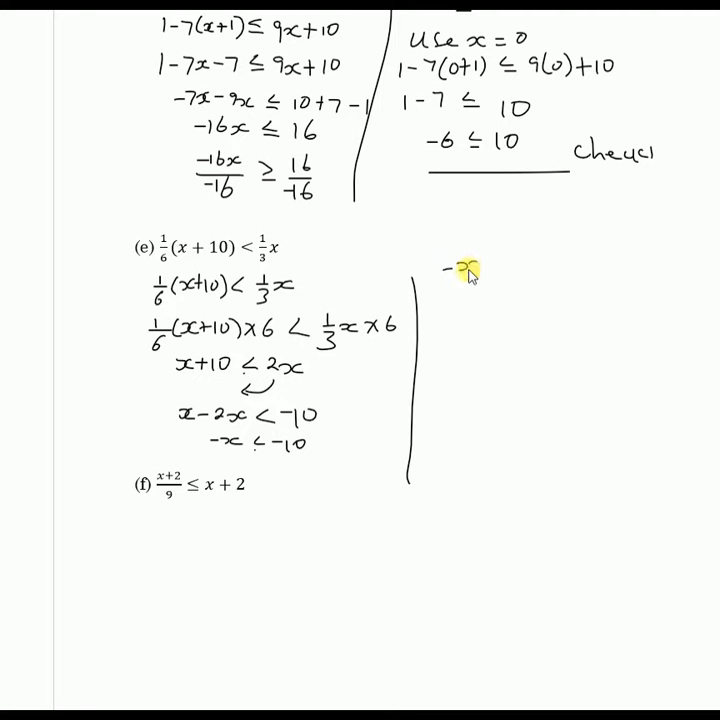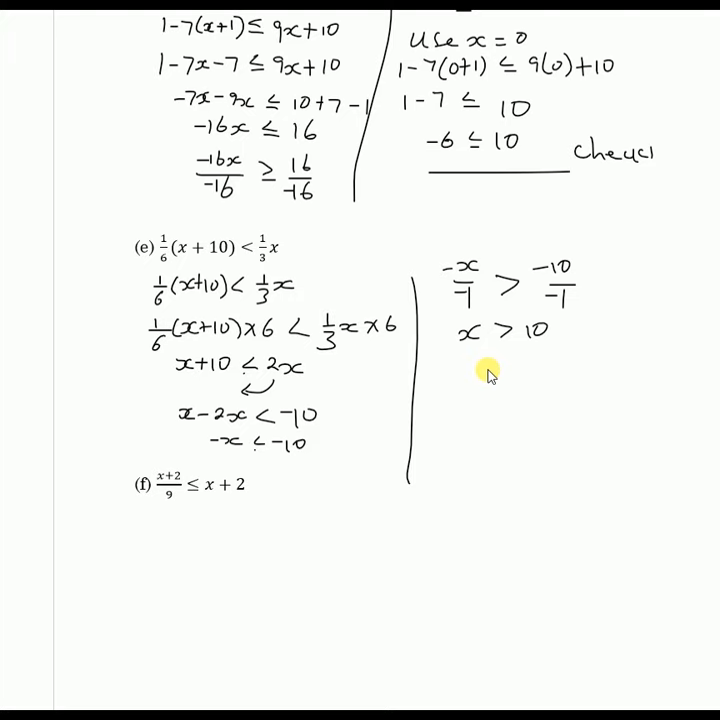To get x alone, I need to divide negative x by negative 1. The inequality is less than, I change it to greater than. I told you if it is less than, it must change to greater than the moment you divide by a negative. And negative 10 divided by negative 1, such that x is greater than 10.